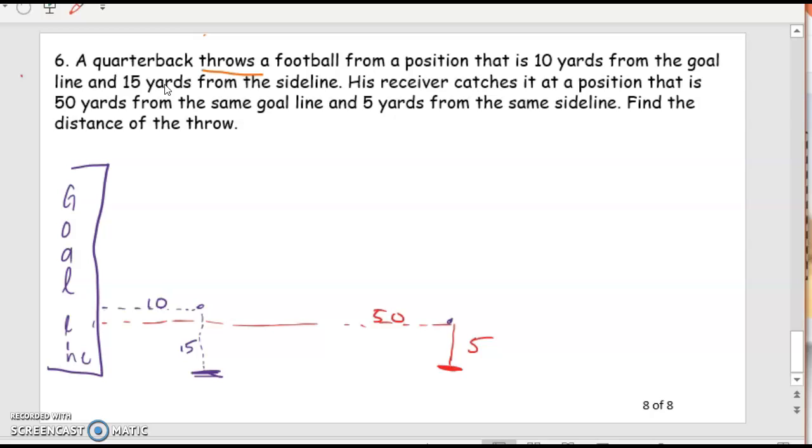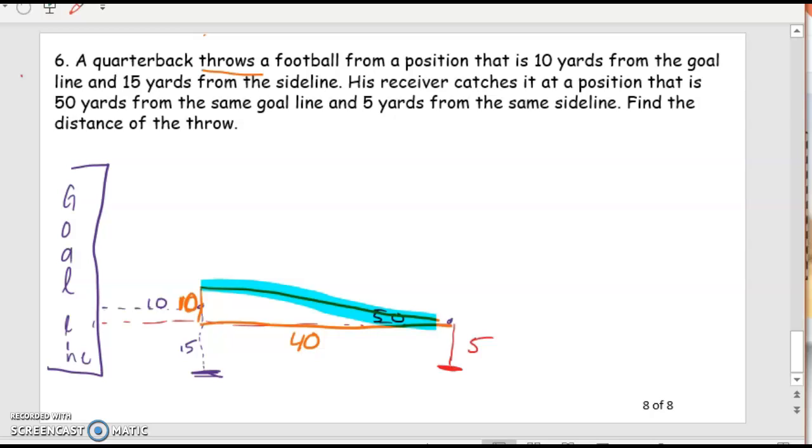It's a throwback to the Pythagorean Theorem that we talked about in the earlier video. So this is the triangle. I don't know if you can see it, but let's say we zoomed in. This is the diagonal from the quarterback. If the quarterback is 15 yards from the sideline and the receiver is 5 yards, then the distance between the two from the sideline is 10 yards. And if the receiver is 50 yards away and the quarterback's 10 yards away, they are 40 yards away from each other. I'm trying to find the hypotenuse between the two football players.